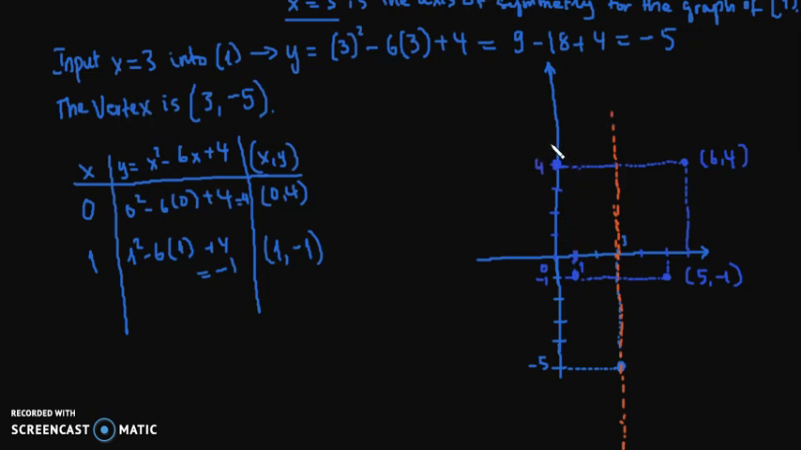It may take some time to actually practice. Just a little bit missing here. Anyway, so this is the parabola of the function y equal to x squared minus 6x plus 4.